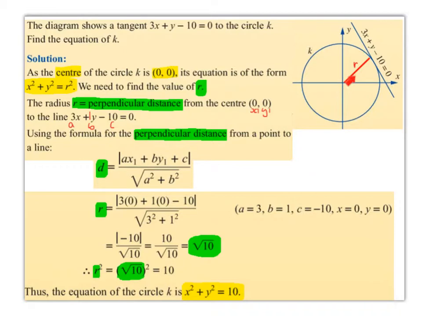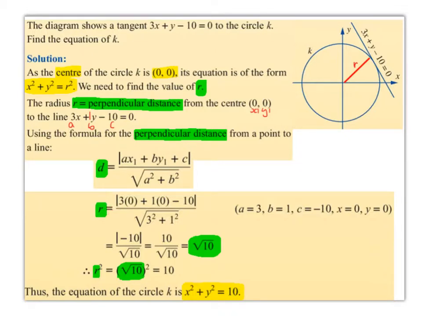So that point will be (0, 0), and that line will be 3x + y - 10 = 0. We label the point as (x1, y1) and the line as a, b, c, and then substitute into the formula. So r, the radius, is equal to the modulus of 3 times 0 plus 1 times 0 minus 10, all divided by the square root of 3 squared plus 1 squared.